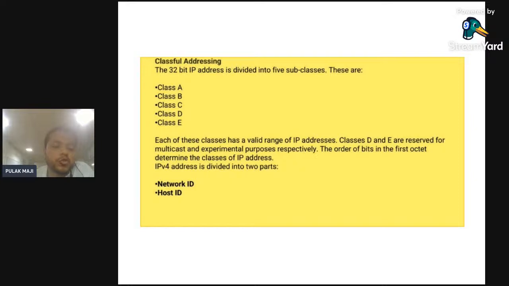For general purpose we are not using class D and class E, but we are using class A, class B, and class C IP addresses. Now, these classes of IP addressing have two parts. How are we writing this type of IP address? We have two parts: the first part is known as the network ID, and the second part is known as the host ID.